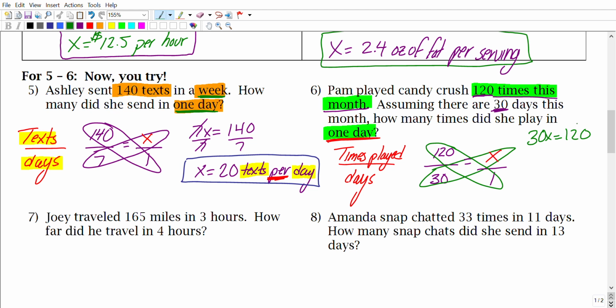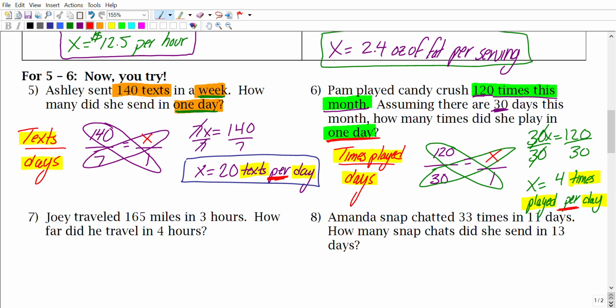30x equals 120. Divided by 30, we get x equals 4. 4 what? 4 times played per day. Once again, guys, two things that we compared: times played and days. Those are both on either side of this per.